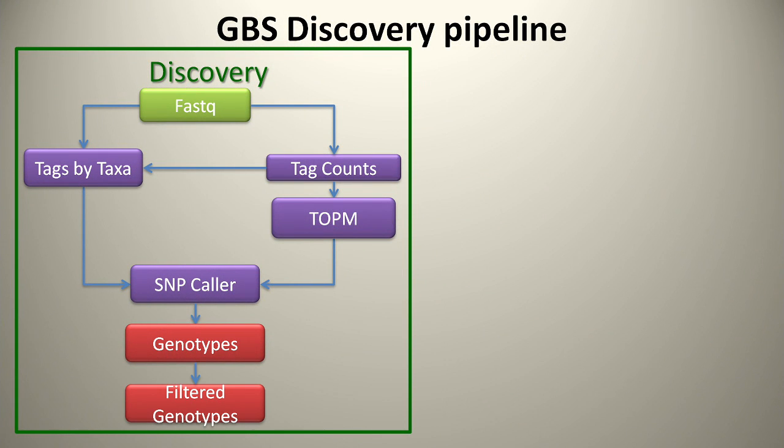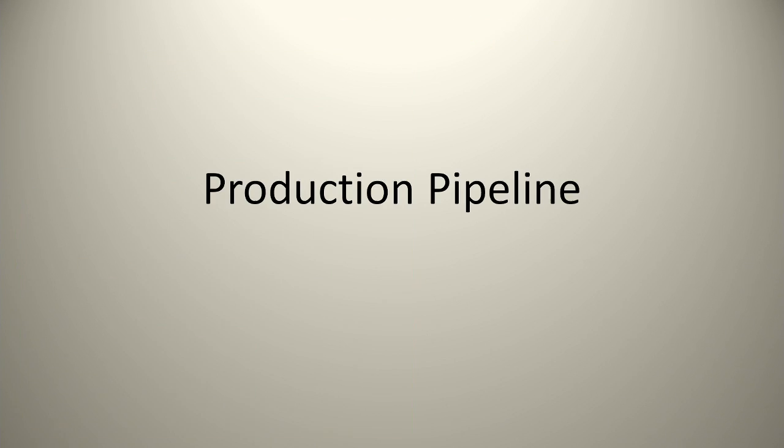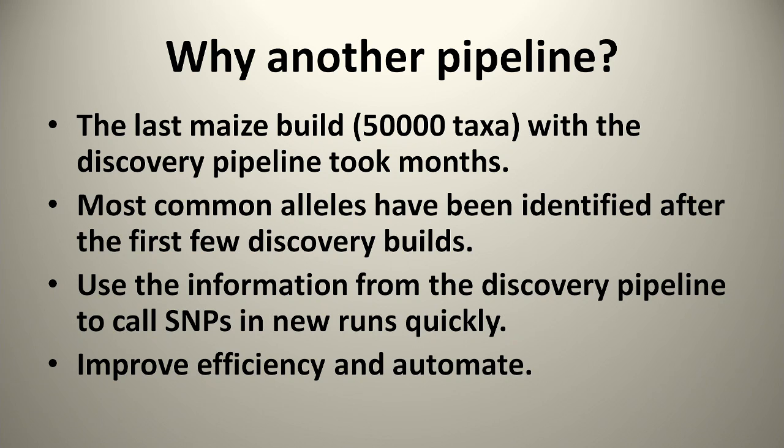So we've run the discovery pipeline, we've got genotypes, and there's many ways of filtering genotypes. Jeff's going to talk about that tomorrow, and I'm not going to go into it today. I'm going to do a real quick overview of the production pipeline. So why do we have another pipeline?